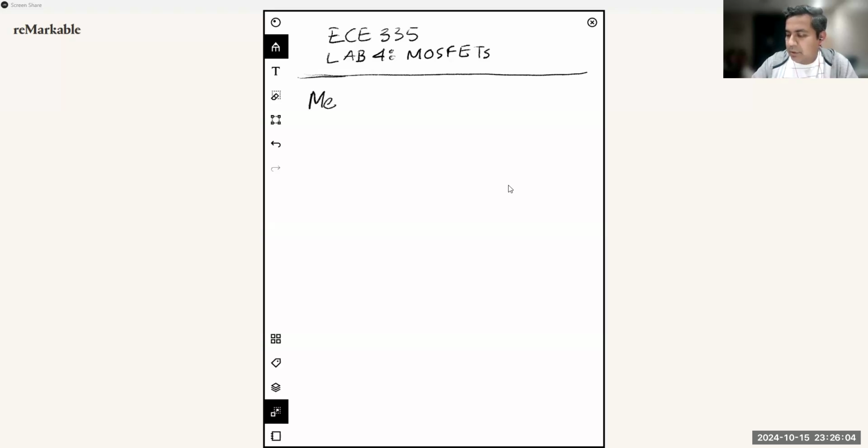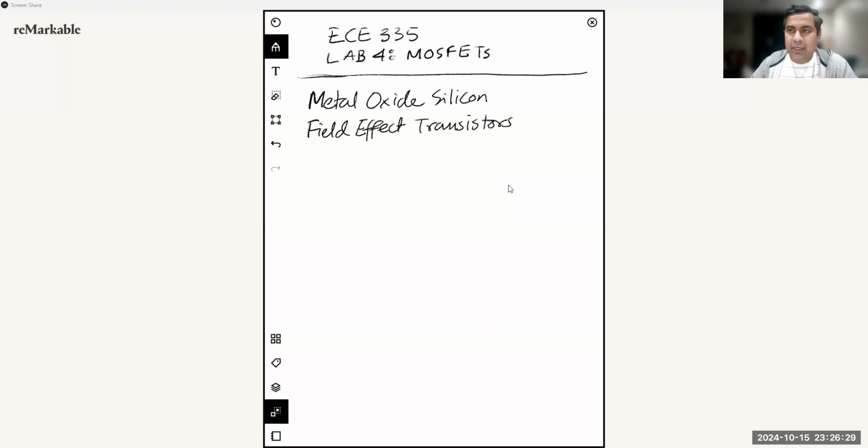The name of this device comes from metal oxide silicon field effect transistor. These devices are built on a silicon substrate, and then we have different P-type and N-type regions inside them. There is a metal and metal oxide layer on top of the device that creates the effect that is called field effect. And that's how they are built.